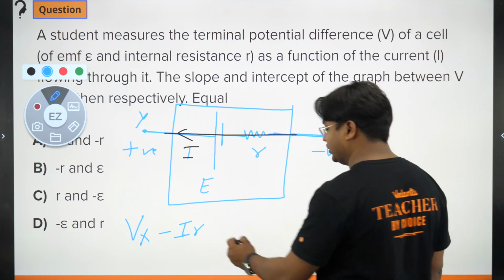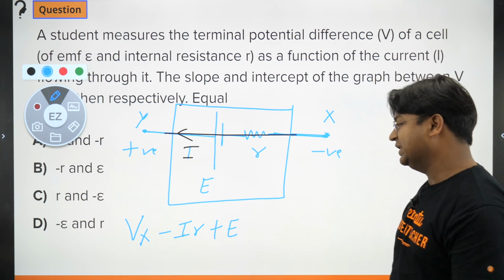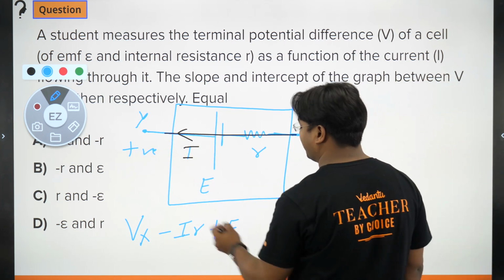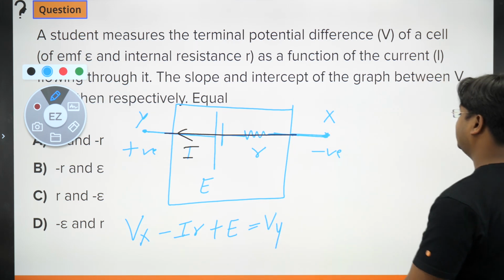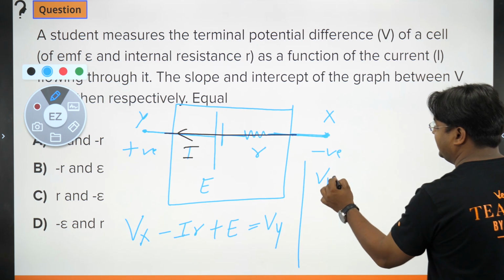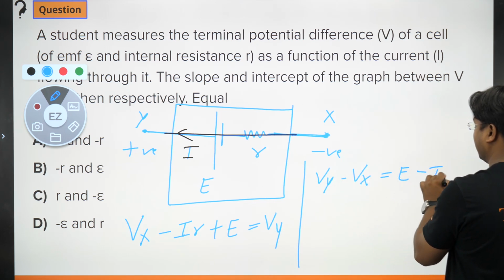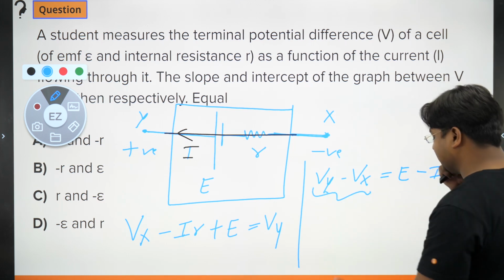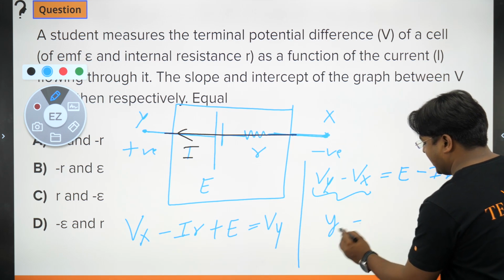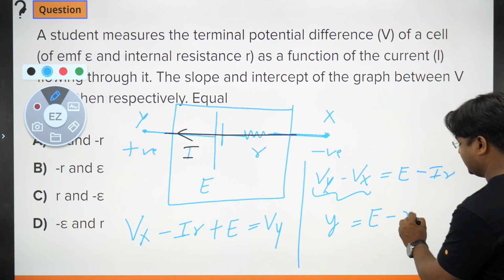So the potential should increase by an amount equal to the EMF of the battery, that is E. And now since we have reached the point Y, we can say that the potential is the same as the potential at Y. Now this tells us that Vy minus Vx will be E minus IR. That means if we are plotting this terminal voltage on the y-axis and keeping I on the x-axis, then the equation would be somewhat like this.